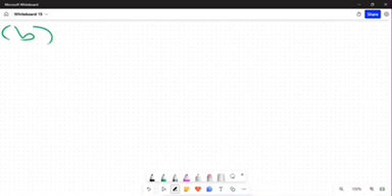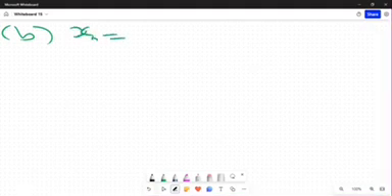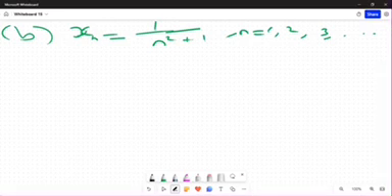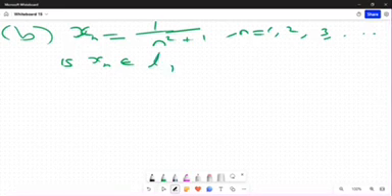Another sequence. I have the following sequence: the sequence xn equal to 1 over n squared plus 1. Of course, your n is the entire natural number system, which is 1, 2, 3, and so on. So my question is, is this sequence xn an element in L1?